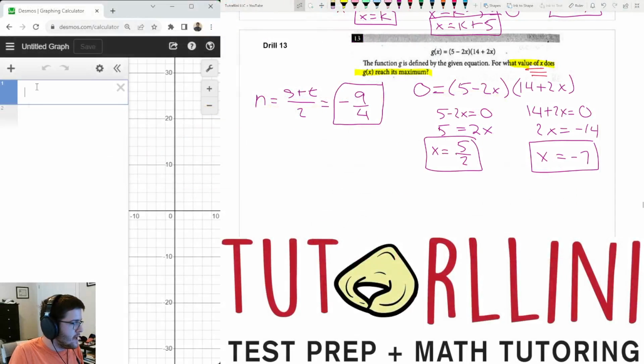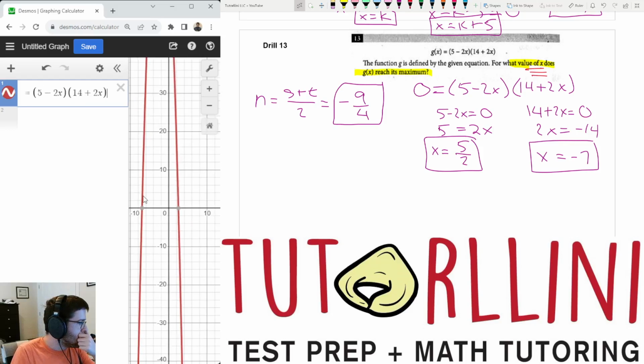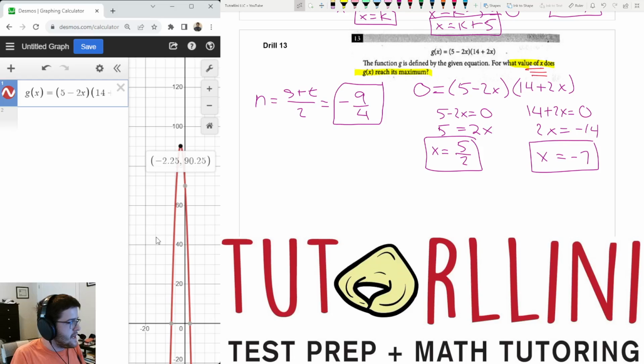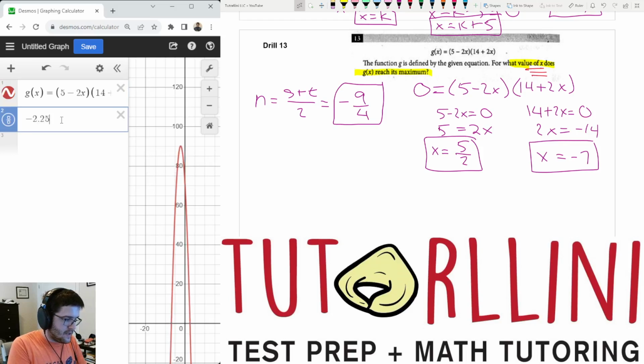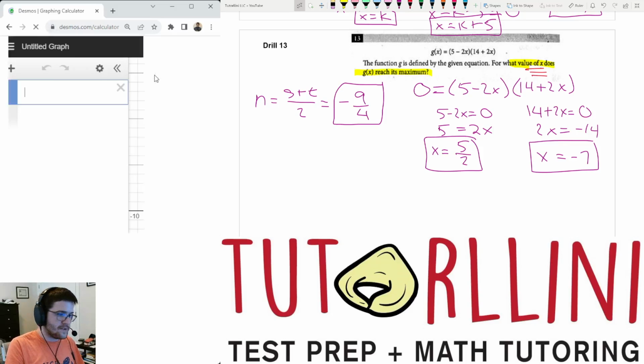For Desmos, we just put this in and click on it. So let's do that. 5 minus 2x, 14 plus 2x. I'm going to zoom out, look at the top, click on it. And it tells me the x coordinate where it reaches its maximum is negative 2.25, which is the same thing as negative 9/4. Don't be afraid to use a decimal if it terminates. Like negative 2.25 is fine. But if it repeats, you probably want to use the fraction, almost always.